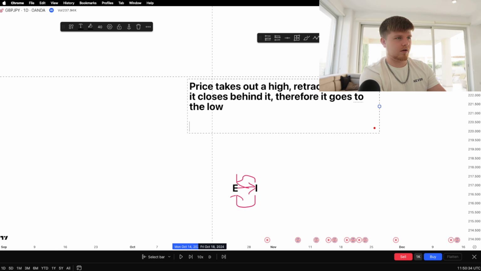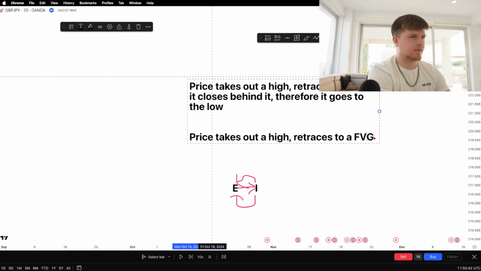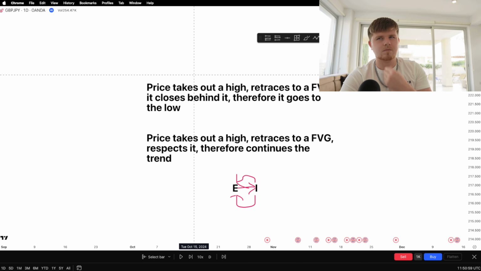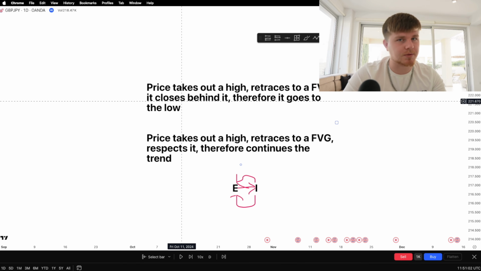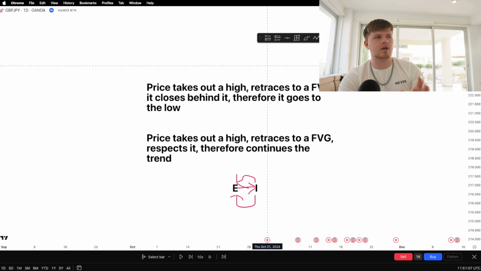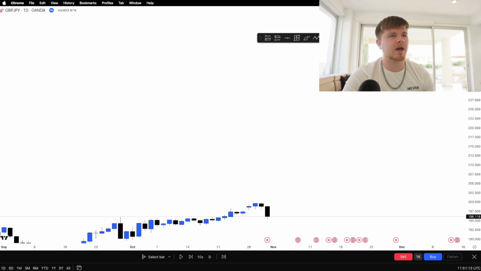And then the opposite example would be price takes out a high, retraces to a fair value gap, closes in or respects it, therefore continues the trend. There you go. Okay, that's it. That's all you need to understand. I've shown you what liquidity is, I've shown you what fair value gaps are, I've shown you how they work together. Make sure you got all that written down.